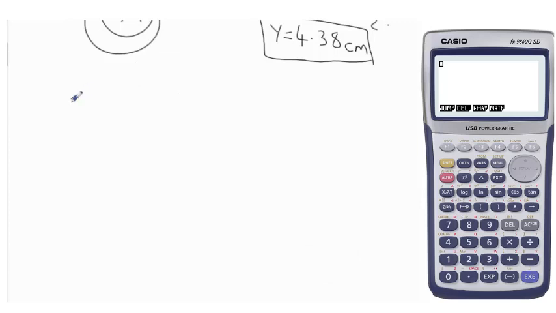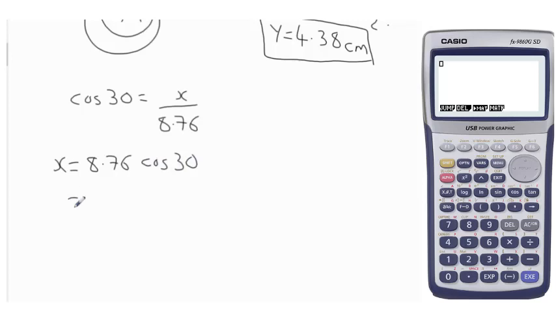Cos 30 equals x over 8.76. So that would mean that x equals 8.76 times cos 30, which cos 30, you should know from your hand or otherwise, is root 3 over 2. So this is 8.76 times root 3 over 2.